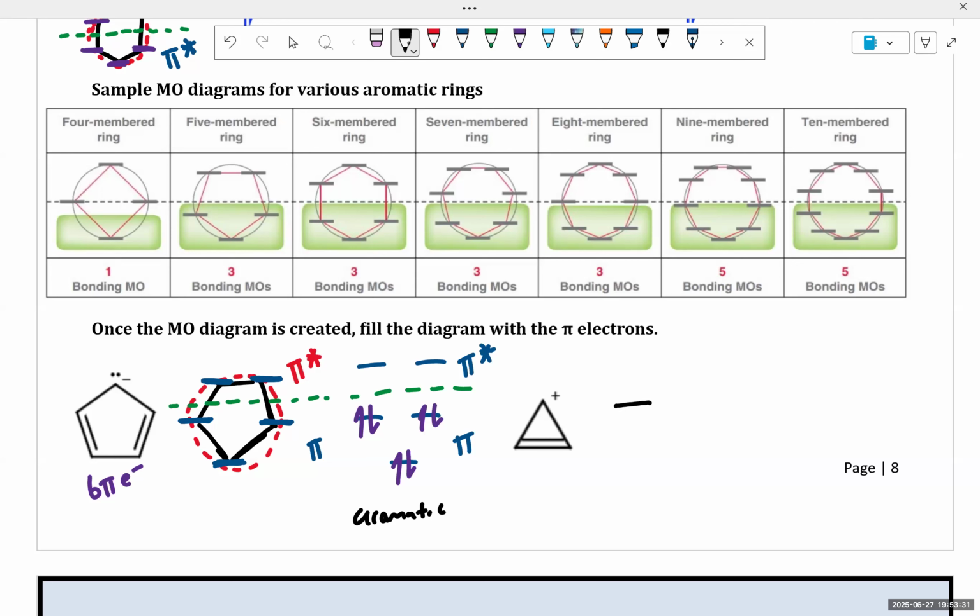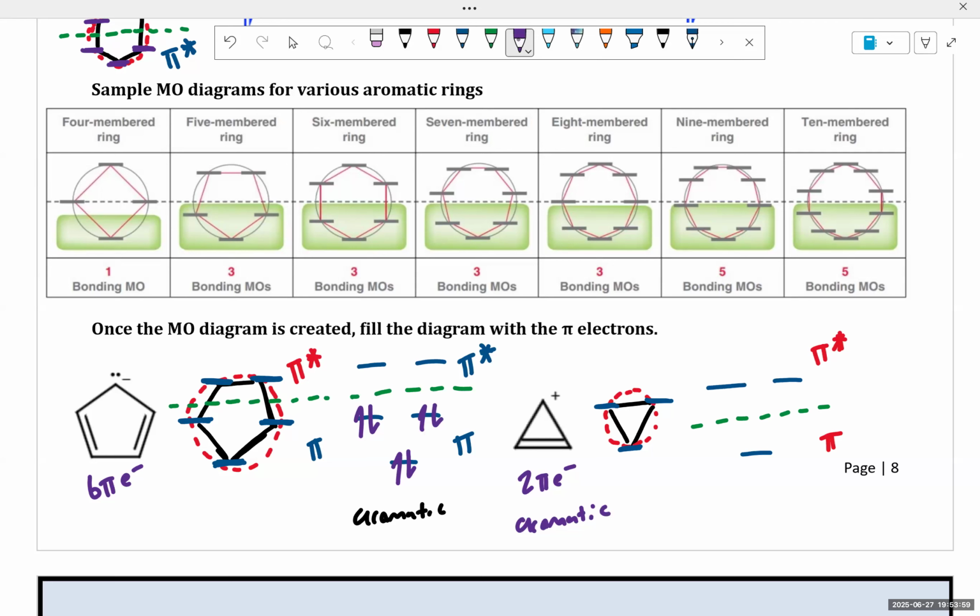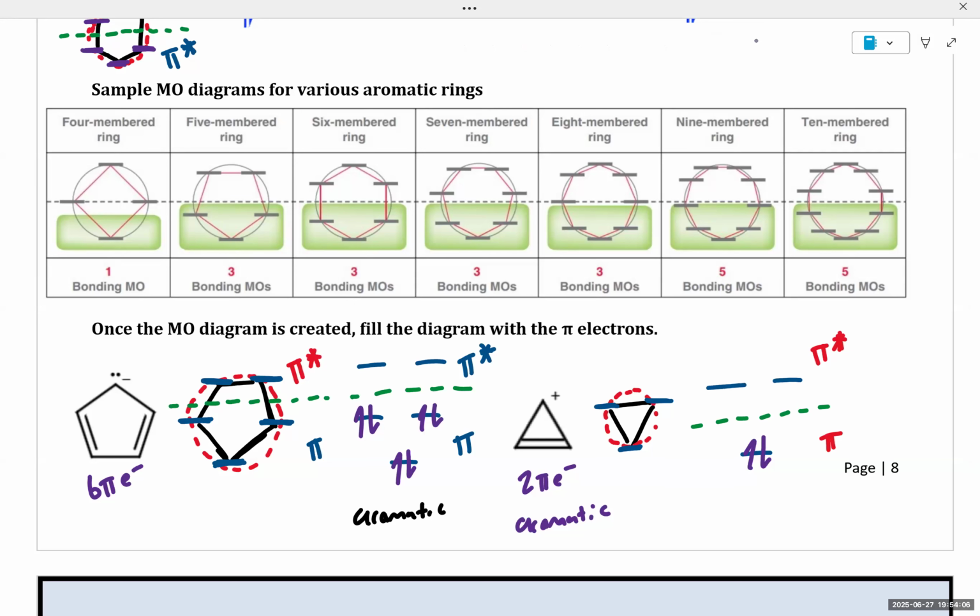In this case, we're going to draw our ring. We're going to draw the Frost circle. At each point where the ring and the circle intersect, we draw a line. So here we have the pi star and pi molecular orbitals. We have 2 pi electrons, so this is an aromatic compound. We can see that based on the fact that the bonding molecular orbital is filled while the antibonding molecular orbitals are empty.